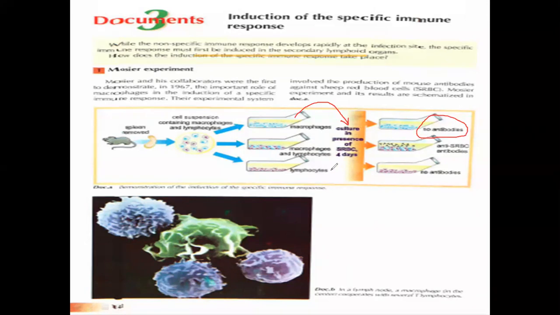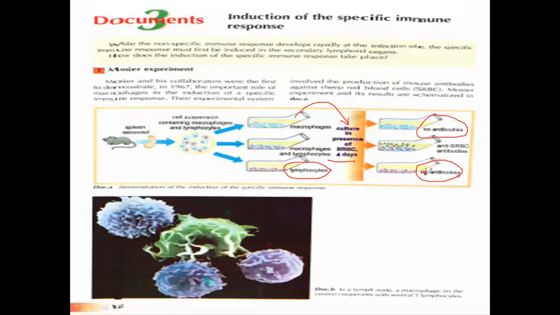However, when we culture the lymphocytes, and to be more specific, the B lymphocytes, in the culture medium in the presence of sheep red blood cells for 4 days, we have the production of antibodies. But we have to correct: we have a small amount of antibodies, not no antibodies at all. It should be a small amount of antibodies. Okay? So macrophages alone, there are no antibodies.